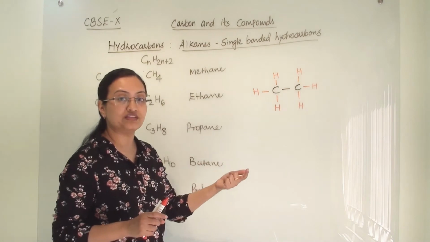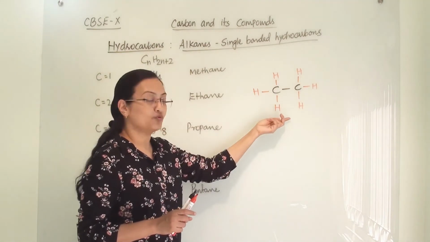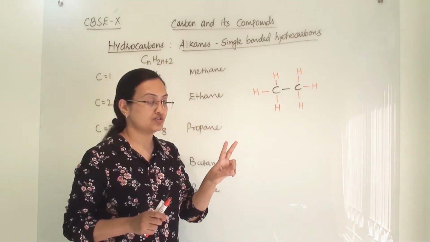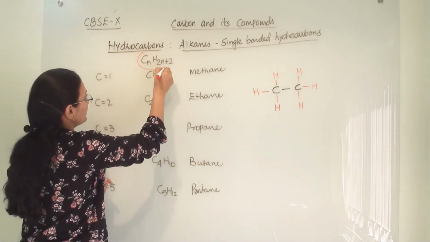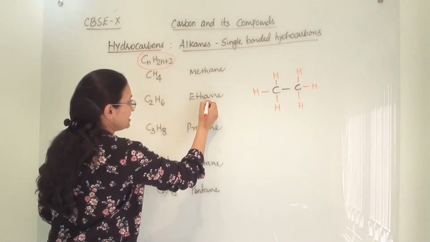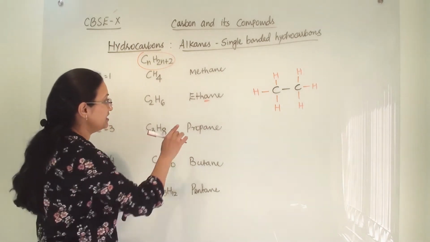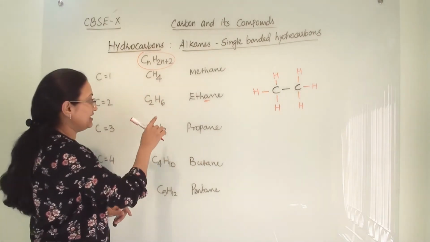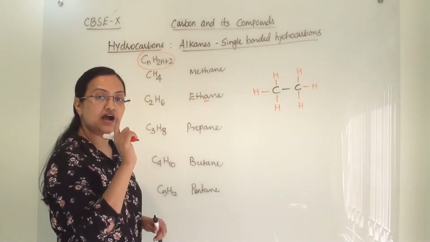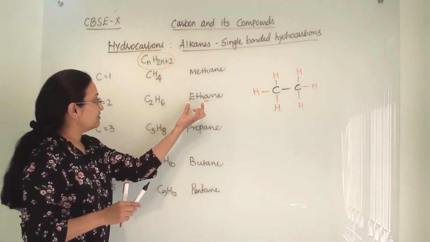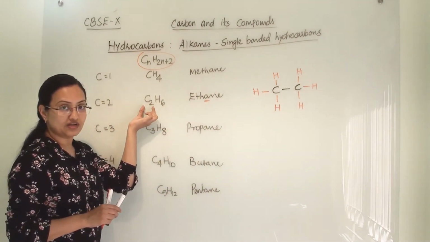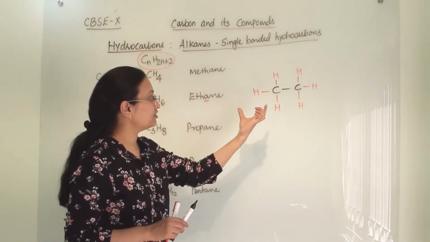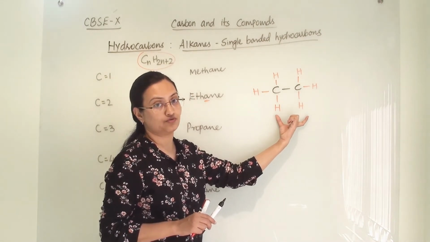The question may come in the exam: write a structural formula for ethane. Then you need to remember that in ethane there are 2 carbon atoms. And since it is ethane, ending in 'ane', it is an alkane, which means it is single bonded. Then you need to remember the homologous series formula for alkanes. From that you can find out how many hydrogen atoms there are. Ethane suggests that there are 2 carbon atoms, and similarly you can write the molecular formula for ethane. And once you get the molecular formula, you can easily write the structural formula like this.